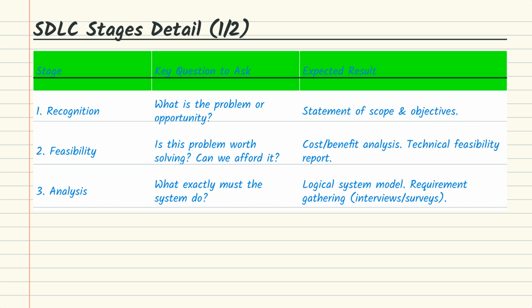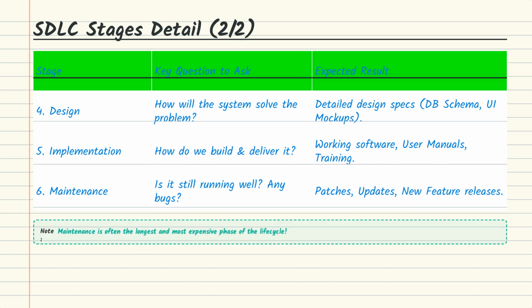Analysis determines what the system must do, resulting in requirement gathering. Stage 4, design, determines how the system will solve the problem and produces detailed design specifications. Implementation involves coding and building, resulting in working software and user manuals. Finally, maintenance ensures the system runs well, generating patches and updates.